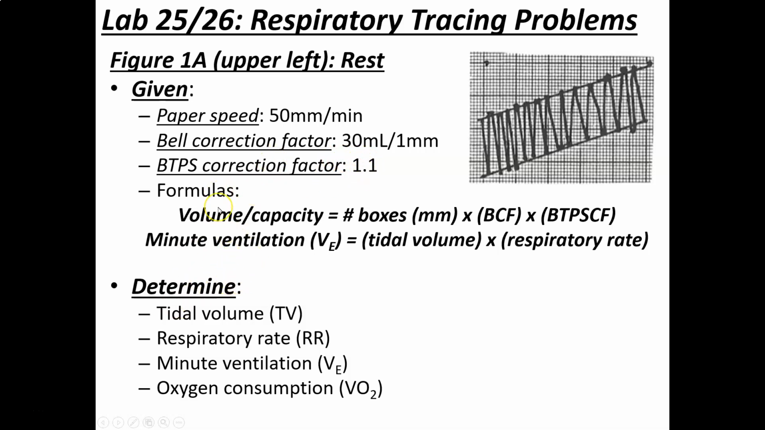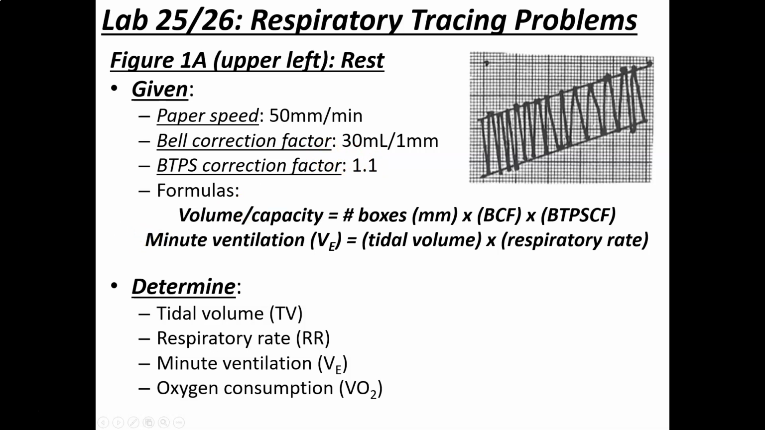A couple formulas we might need for this, because this is what we need to know down here: tidal volume, respiratory rate, something called minute ventilation, and oxygen consumption. In order to measure tidal volume and oxygen consumption, that V actually stands for volume as well, we need the formula. We need to count the number of boxes in millimeters, multiply it by the bell correction factor, that's up here, multiply it by 1.1, that's the BTPS correction factor, that's right here, and get the answer.